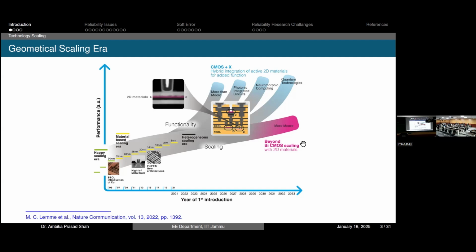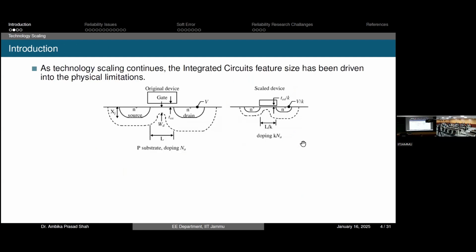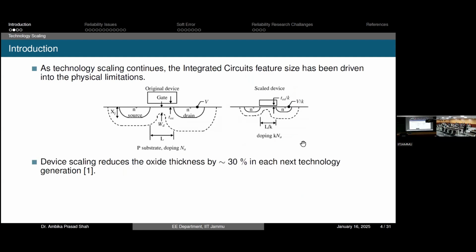Perfect. So I think we understood what the different technologies are, what the importance of those things is, and how to pick a particular technology based on my requirement. Okay. Now, this is the simple thing which everyone knows: scaling down. There are two kinds of scaling, constant field and constant voltage scaling, and you know how it could happen. And definitely in each next technology generation, the oxide thickness is reduced by 30%.